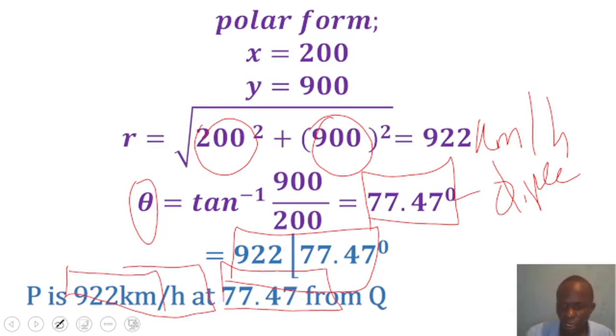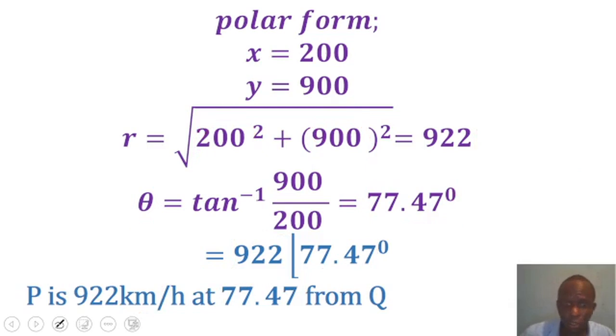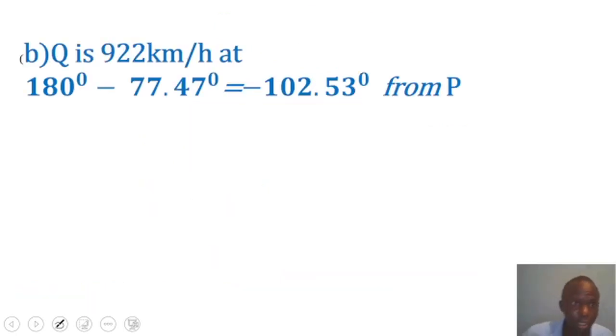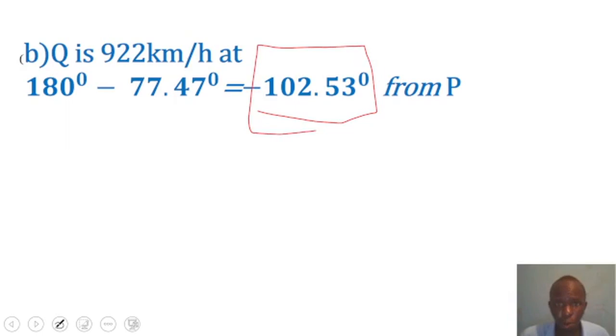Okay, and because that one is the exact opposite, the resultant of P in relation to Q is opposite. That is 180 minus 77. Q is 922 at this angle from P, negative 102.53.